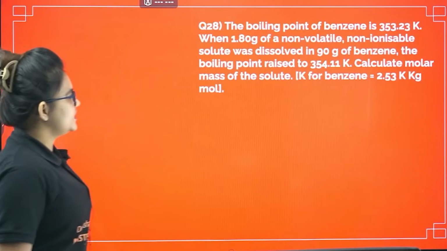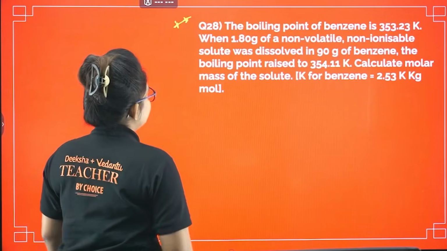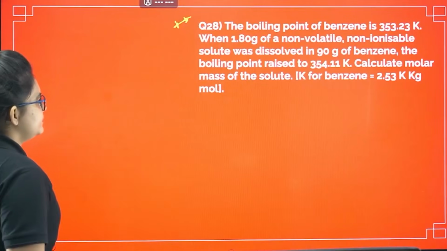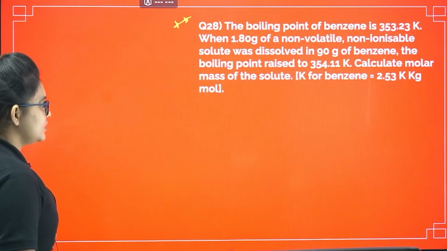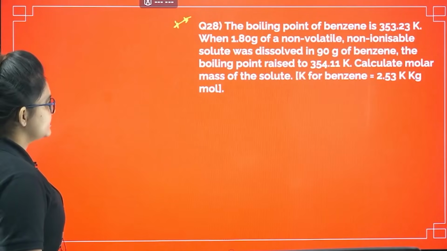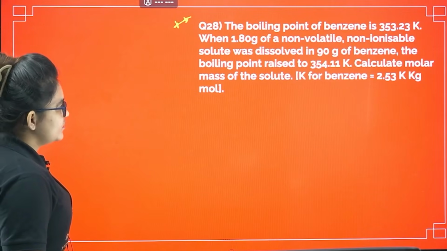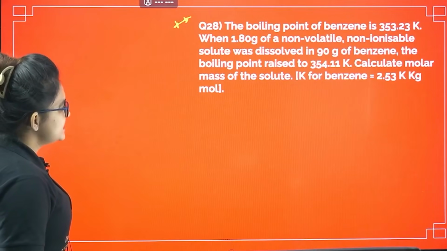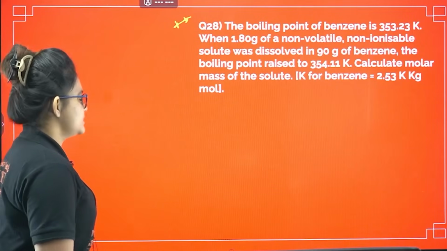The boiling point of benzene, this is a very important question actually. The boiling point of benzene is 353.23 Kelvin. When 1.80 gram of a non-volatile, non-ionizable solute was dissolved in 90 gram of benzene, the boiling point rose to 354.11 Kelvin. Calculate the molar mass of the solute.